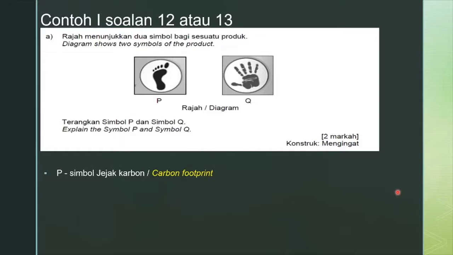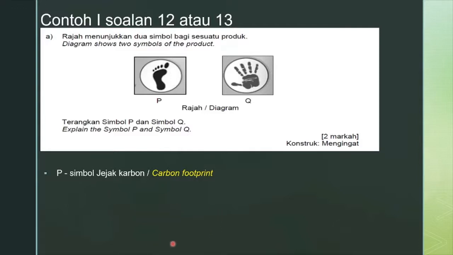Soalan ini memerlukan kita menerangkan. Jadi maksudnya di sini, penerangan untuk simbol P akan membawa 1 markah. Dan penerangan untuk simbol Q pula akan membawa 1 lagi markah. The first explanation of symbol P will give you 1 mark. And the other 1 mark is given to the explanation of symbol Q.